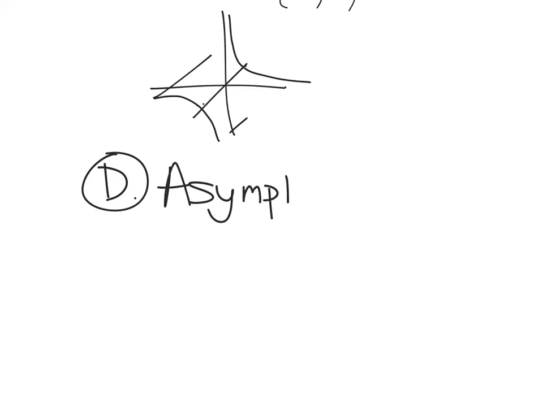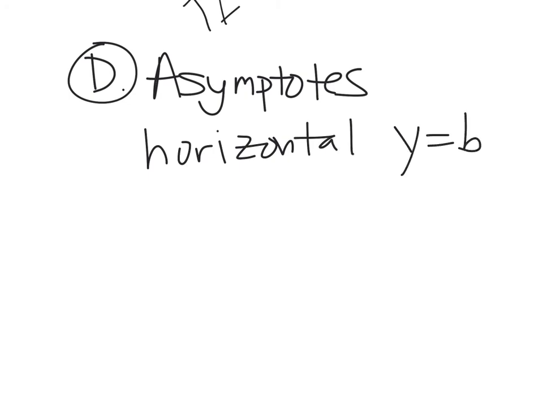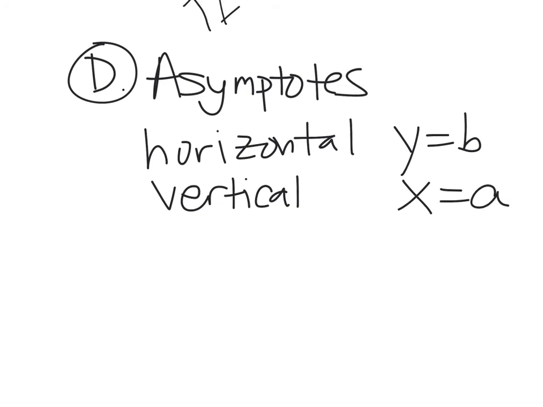There is a light at the end of this tunnel, and I only have a few more minutes left. Letter D, asymptotes. We're going to spend a great deal talking about asymptotes in the next chapter, but your book wants you to do these on your calculator first, okay? There are going to be two types of asymptotes we're going to focus on. Horizontal asymptotes are going to be y equals a number, and then we're also going to have vertical asymptotes, which is going to be x equals some number.